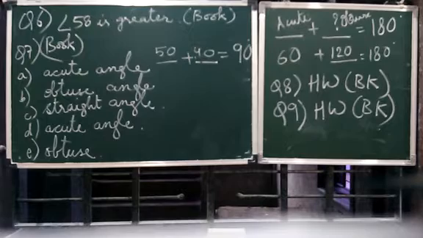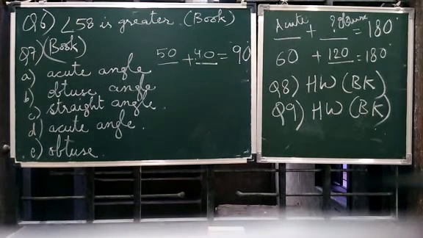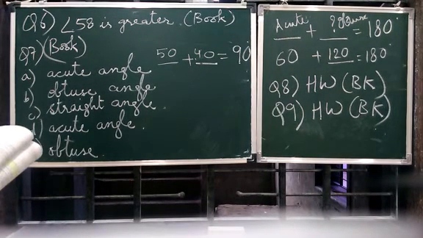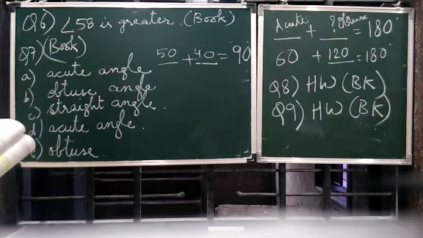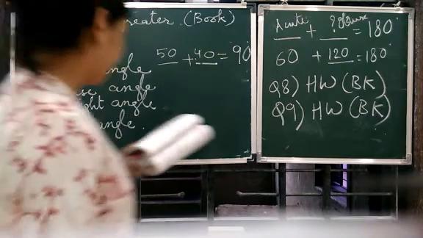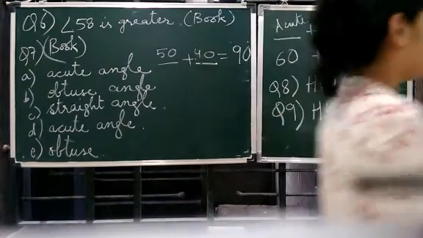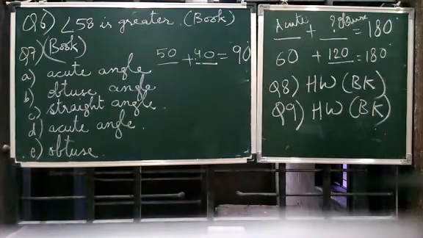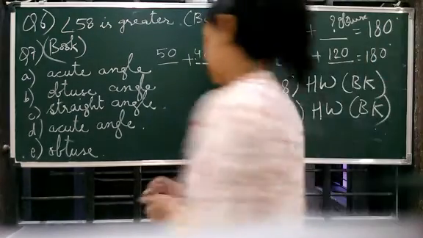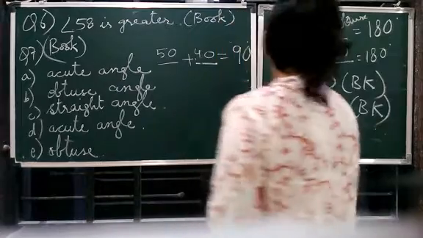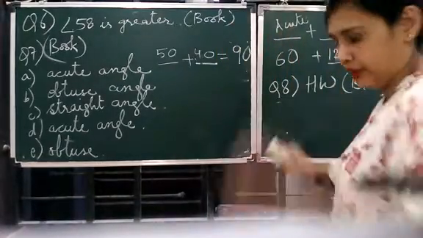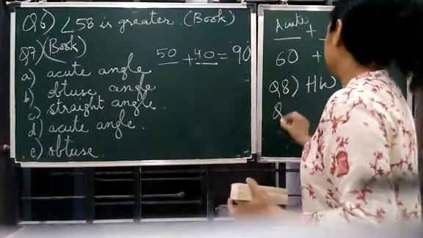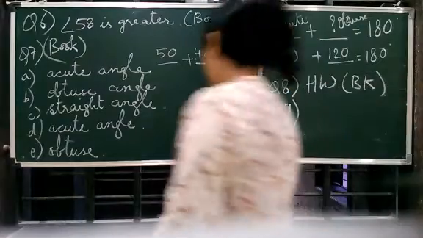Find the measure between the hands. We have to find the angle measure between the hands of a clock in each figure. Even if we don't do this with a protractor, we can do it with our hands also. Let's see how. We'll do it now. 9 is not your homework. 9 we will do now. Let's do it.